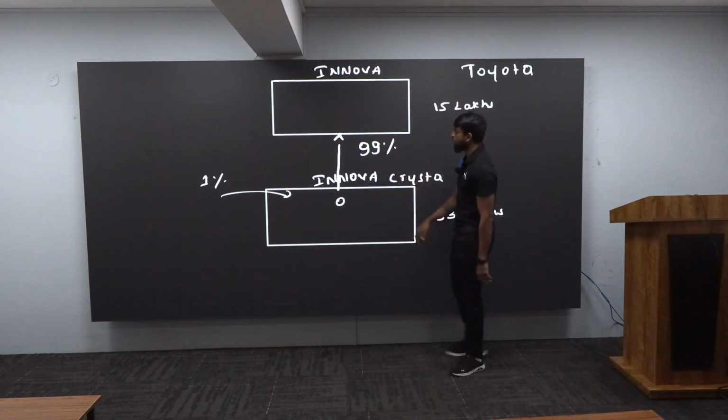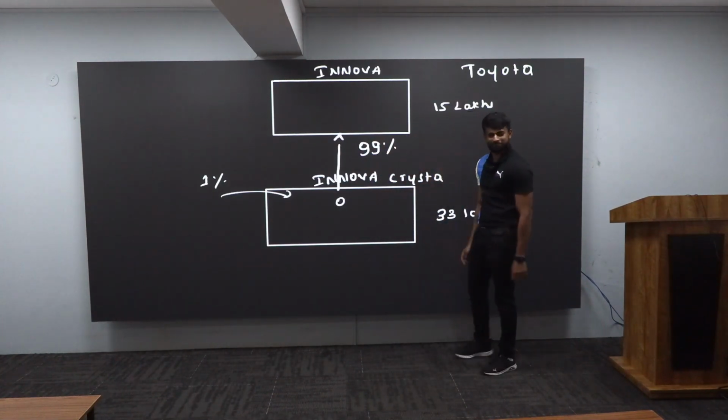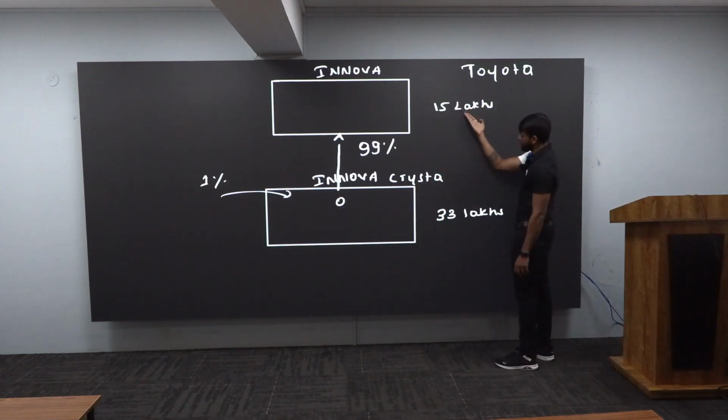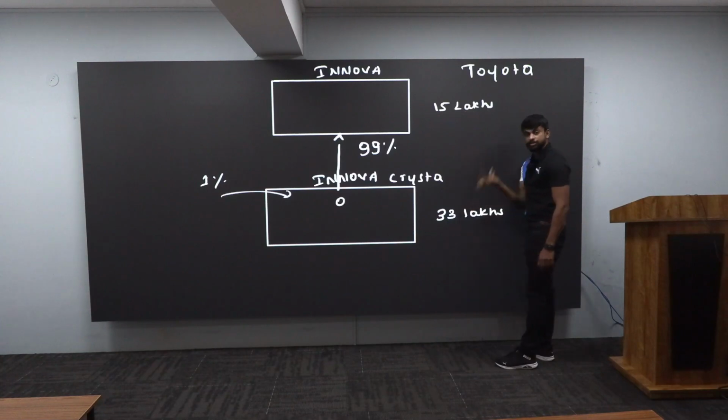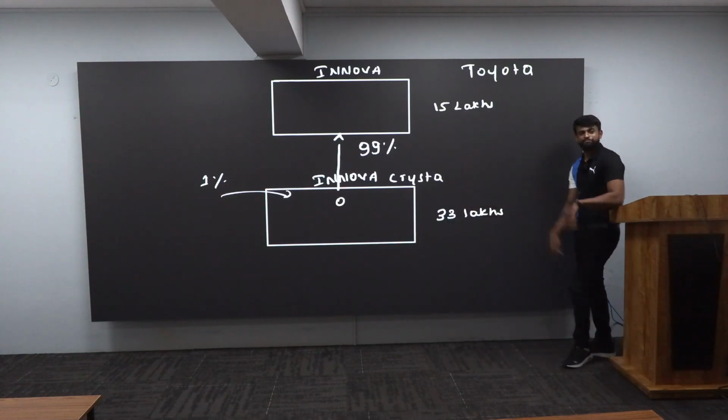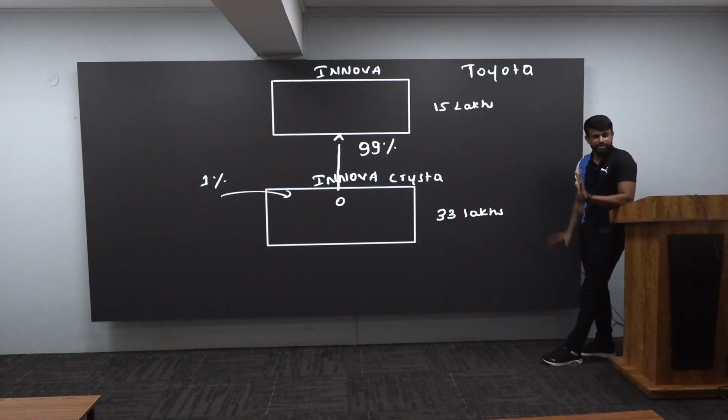But now tell me, how much money are they earning? Look, where is 15 lakhs and where is 33 lakhs? And that is the beauty, that is the beauty of inheritance. Got this, all of you?